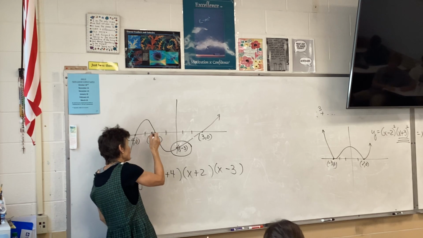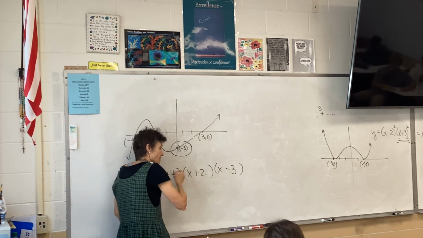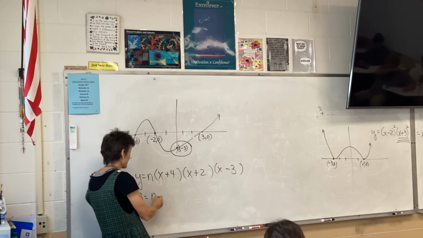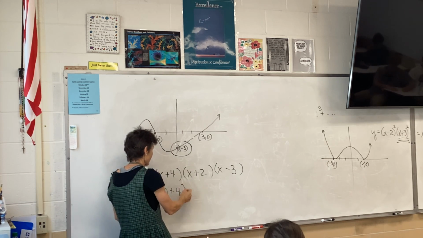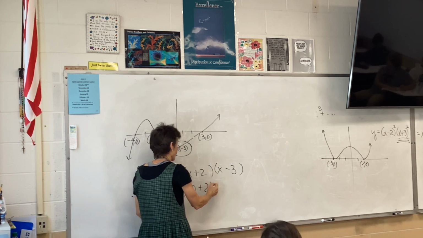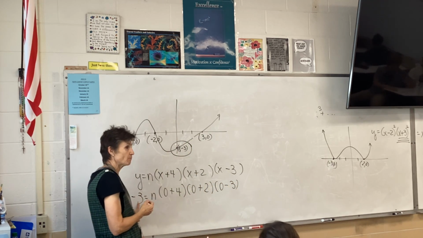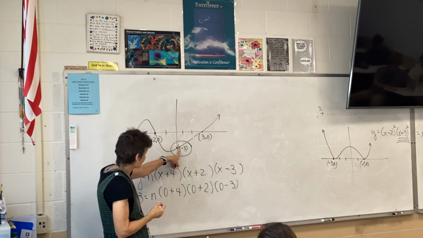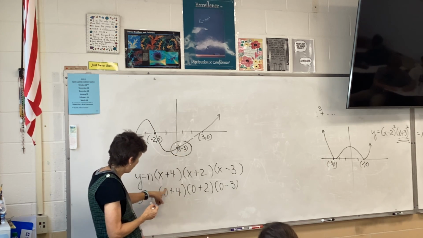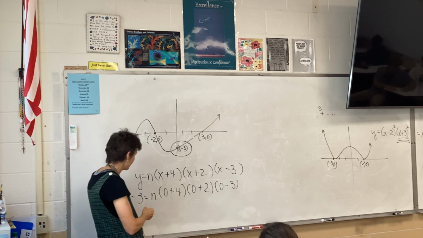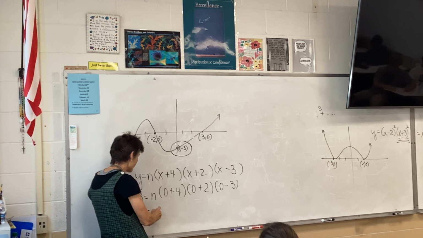Remember, it's only the ones on the x-axis that make your factors. That extra point gets plugged in, 0 for all of the x's, and -3 for the y. That's x, y. So all the x's are zeros, y is -3. And then just do the math.